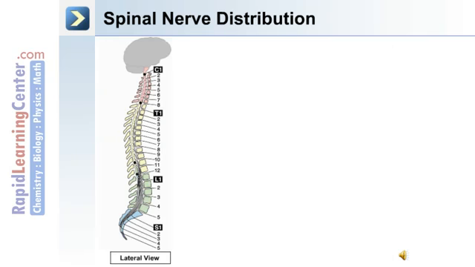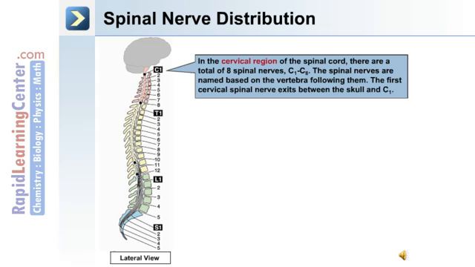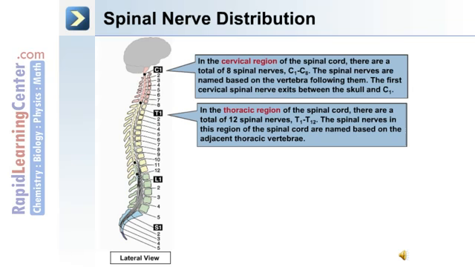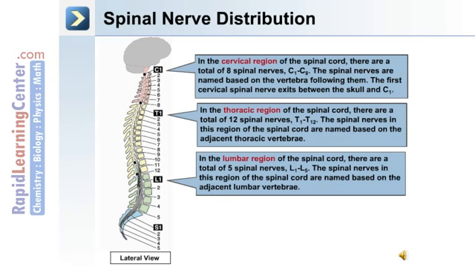Spinal nerve distribution. In the cervical region of the spinal cord, there are a total of 8 spinal nerves, C1 to C8. The spinal nerves are named based on the vertebrae following them. The first one exits between the skull and C1. In the thoracic region of the spinal cord, there are a total of 12 spinal nerves, T1 to T12, and they are named based on the adjacent thoracic vertebrae.